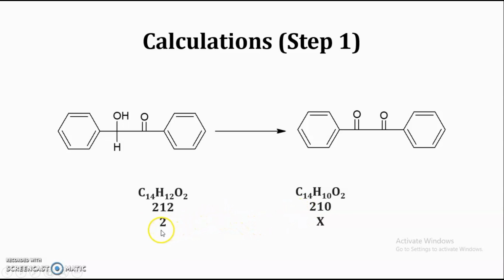Now if you remember, in the procedure we have taken 2 grams of the benzoin. So how much amount of the benzil will we get? We will consider it as x. With the help of cross multiplication we can calculate the value of this x. So x is equal to 210 into 2 divided by 212, that is equal to 1.98. This is known as the theoretical yield. Means if we take 2 grams of the benzoin, we will get 1.98 gram of the benzil.